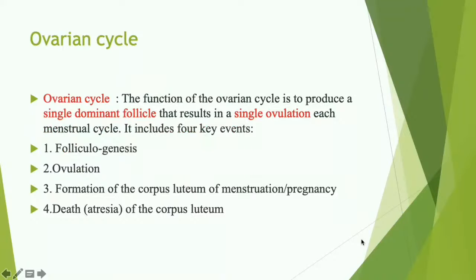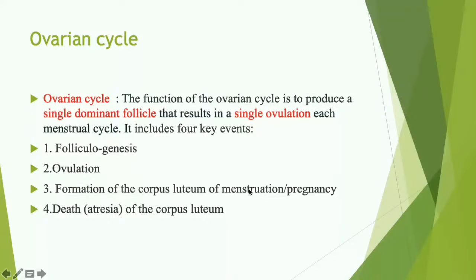Then first you start with the ovarian cycle. By definition, the function of the ovarian cycle is to expel a single ovum every month, following each menstrual cycle, from a single dominant follicle. You then divide the answer according to the following headings. You have folliculogenesis, which is followed by ovulation mid-cycle. Then you have formation of the corpus luteum.